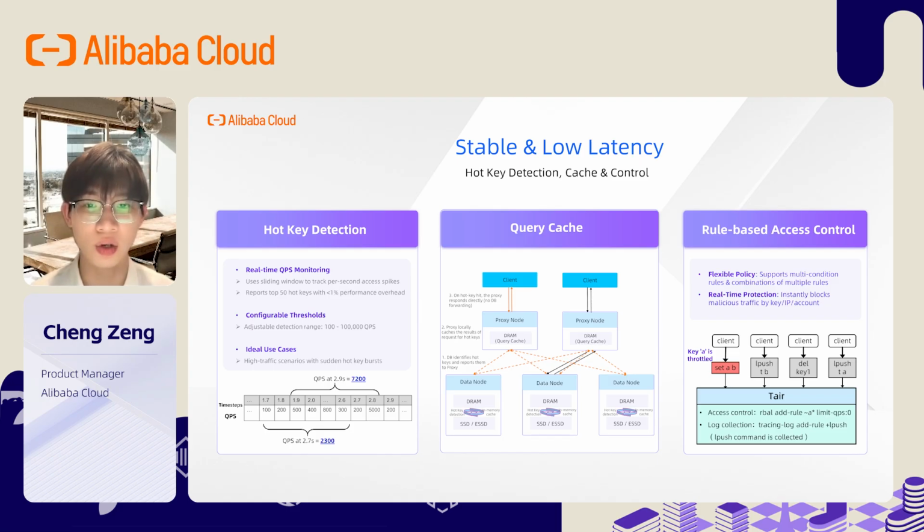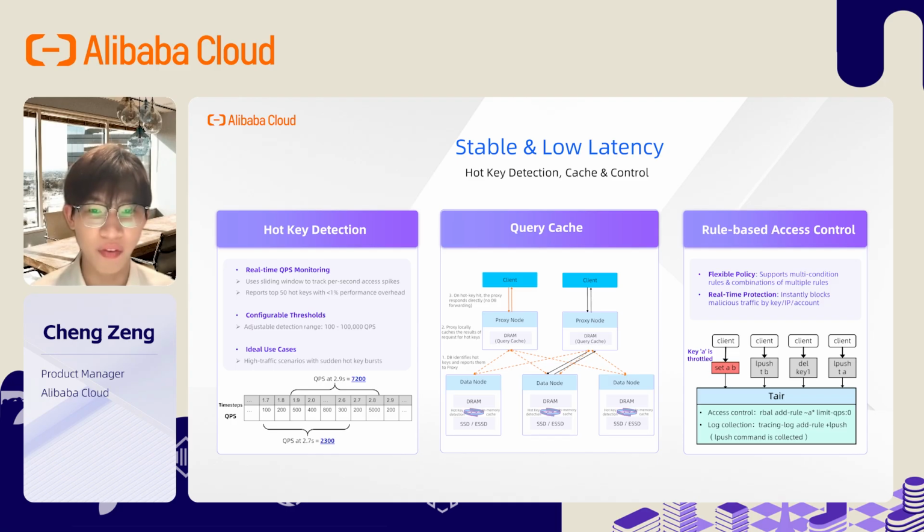And the system also allows you to set the QPS threshold freely between 100 and 100,000, so it can adapt to different business scenarios. Once the hotkey is detected at the DB node, the system pushes the result of that key into the local cache on the proxy node. When the client requests this key again, the proxy directly returns the cached result without forwarding it to the backend DB, significantly reducing the query latency.